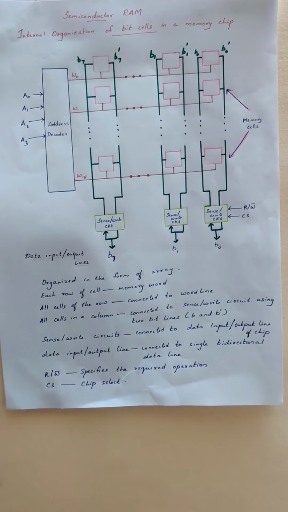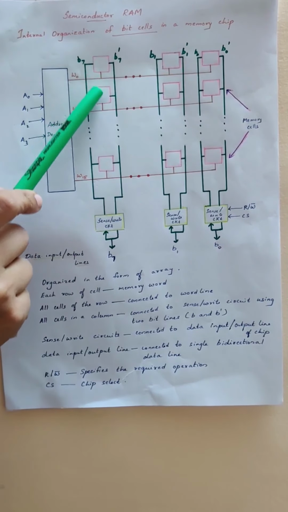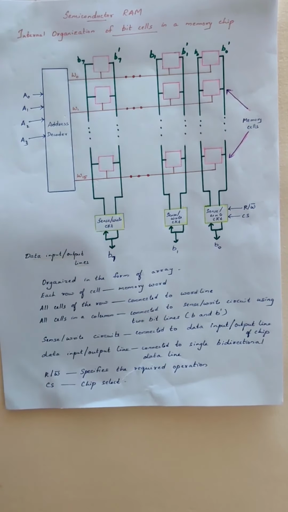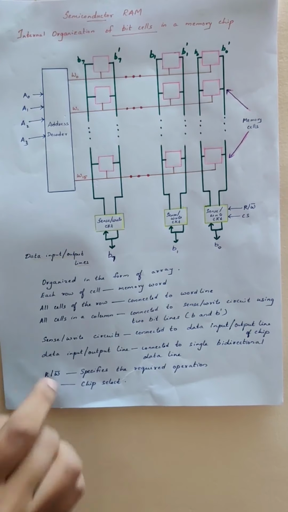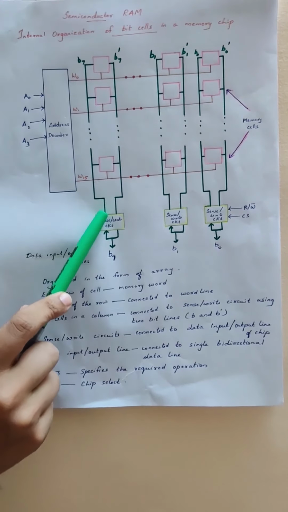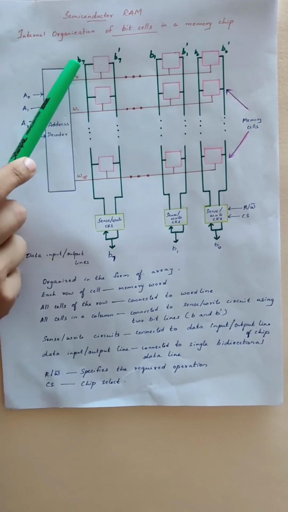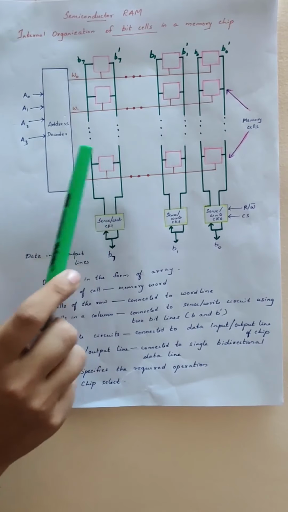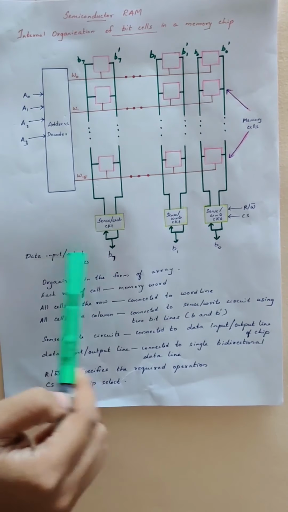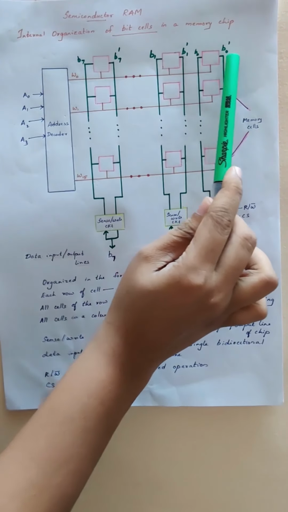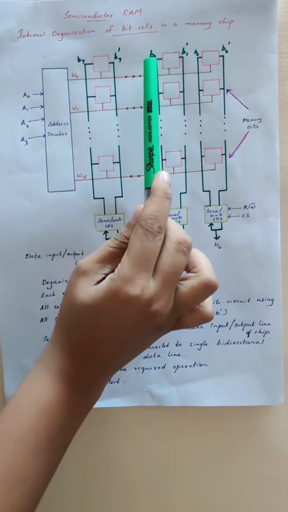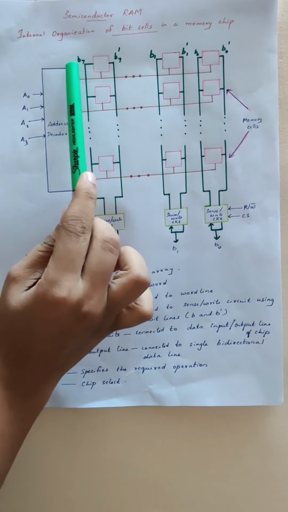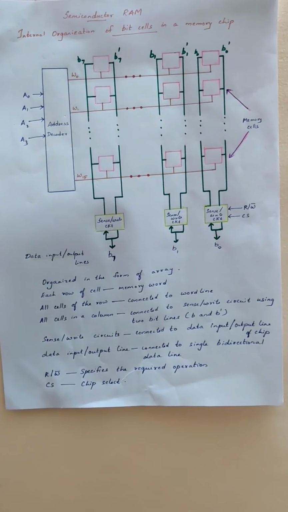The cells in each column are connected to a sense/write circuit. All these cells are connected to the sense/write circuit through two bit lines. These green colored lines are bit lines. They are B7 and B7 dash. One bit line is the complement of the other one, so they are generally called B and B dash. In this figure, you have B0, B0 dash, B1, B1 dash, B2, B2 dash, up to B7, B7 dash.